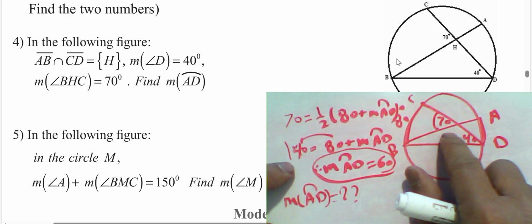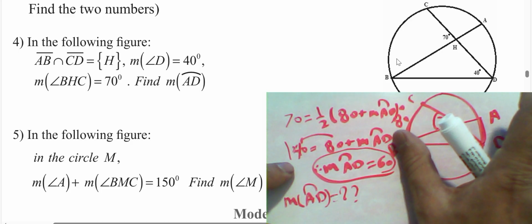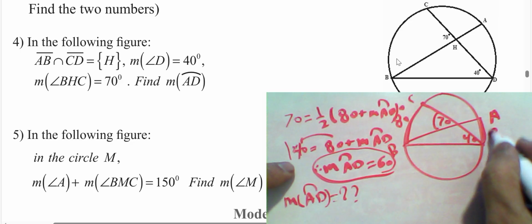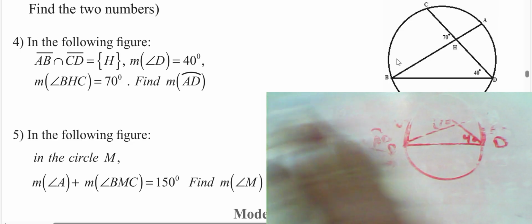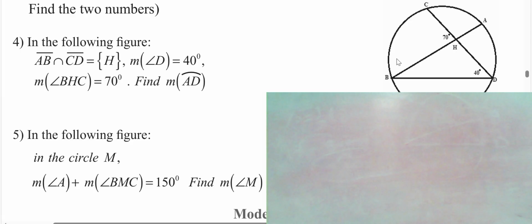Again, 70 equals half the sum of two arcs. Then the measure of this arc will be 60. 60 plus 80 equals 140, divided by 2 is 70. Okay. Next question.